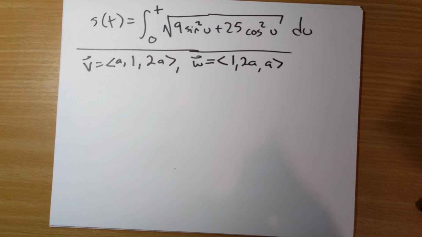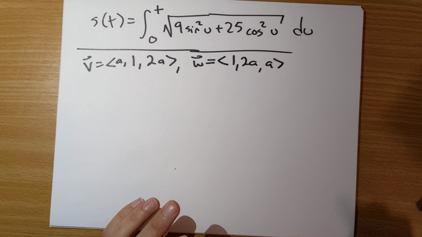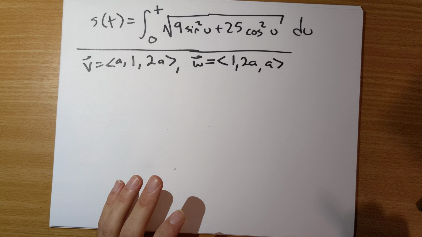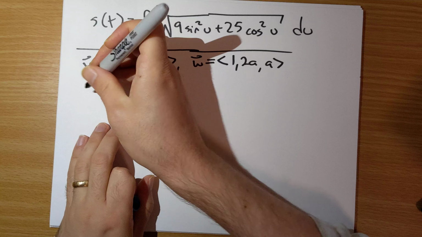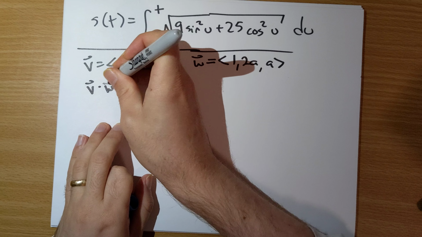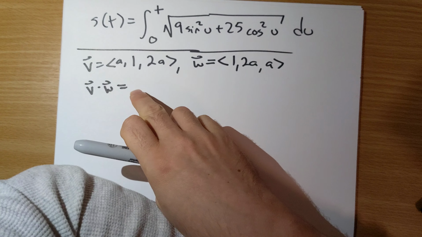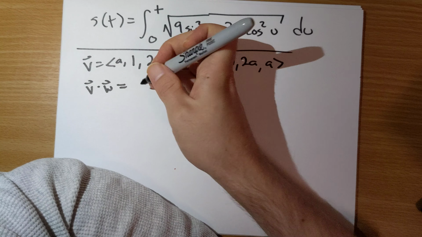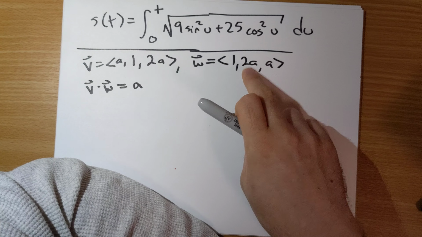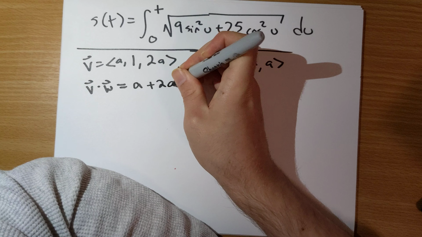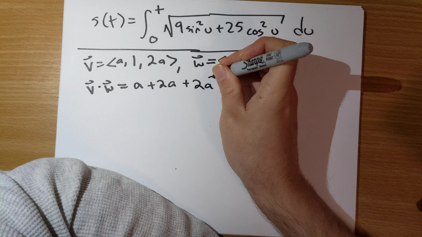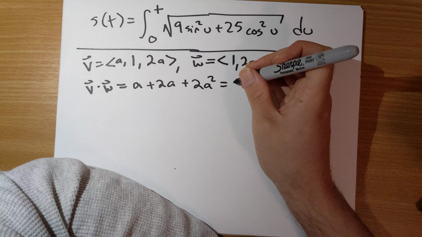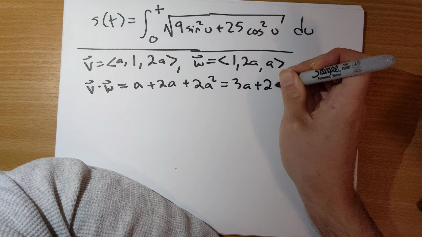So the thing to realize here when we're talking about obtuse angles is that the first thing we should be thinking about is the dot product. So before we do anything else, let's just write down what is v dot w. So v dot w here is a times 1 plus 1 times 2a plus 2a times a, 2a squared. So this is 3a plus 2a squared.